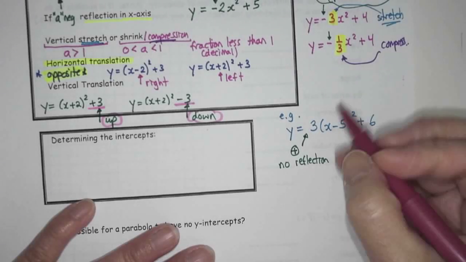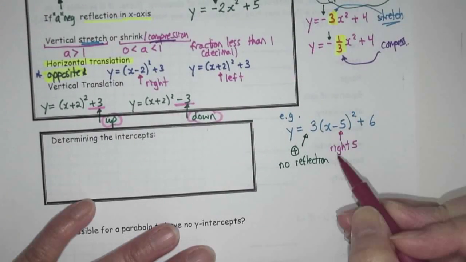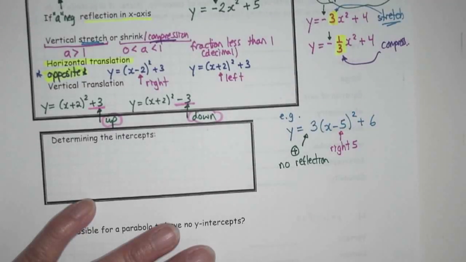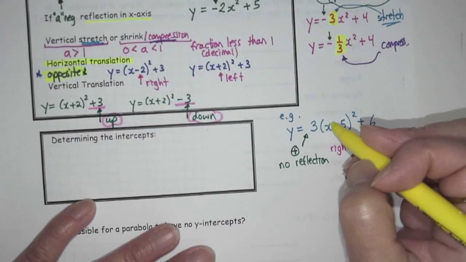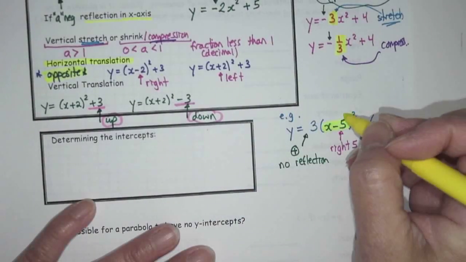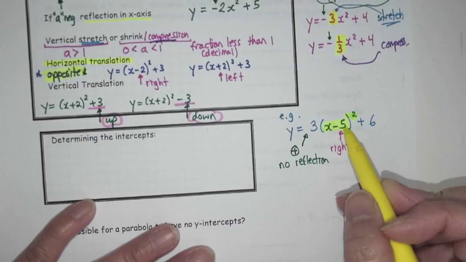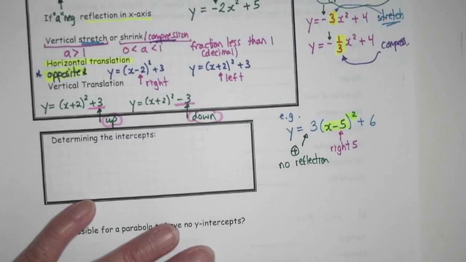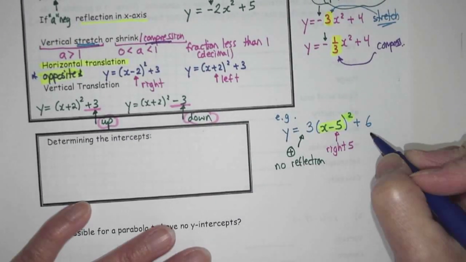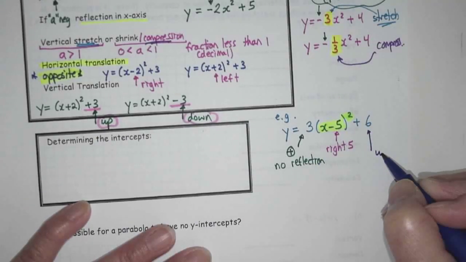Okay, this part here, we're going to move it right 5. It's the horizontal translation. So anything in the bracket with the x moves the x, so that means it's moving it left or right. Because it's minus 5, I'm moving it right 5. And then the last part that we learned here is the number tacked on at the end, this will be up 6.